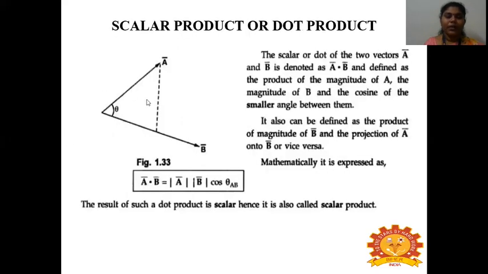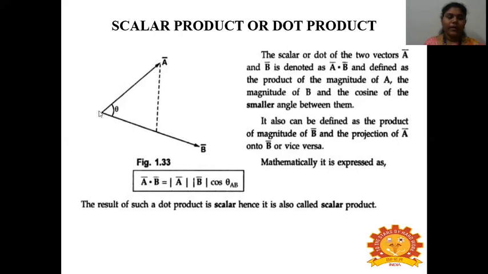Next, we will see the scalar product. The scalar product is also called the dot product. The scalar product or dot product of the two vectors, A vector and B vector, is denoted as A vector dot B vector. It is defined as the product of the magnitude of A vector and the magnitude of B vector and the cosine of the smaller angle between them.